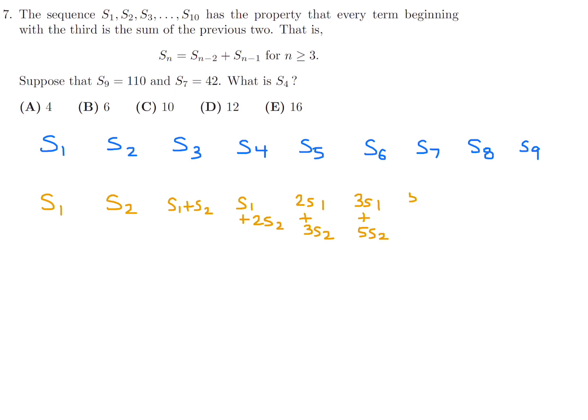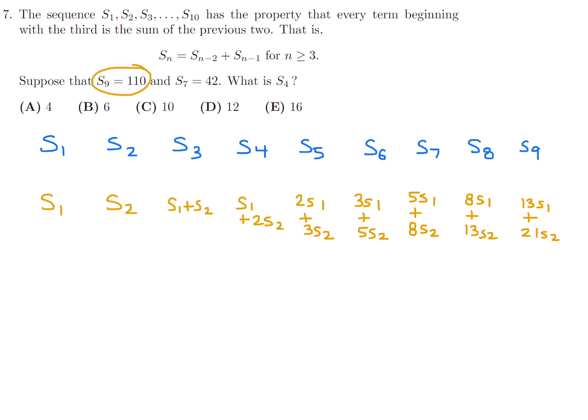S7 is 5S1 plus 8S2. S8 is 8S1 plus 13S2. And finally, S9 is 13S1 plus 21S2. All right.